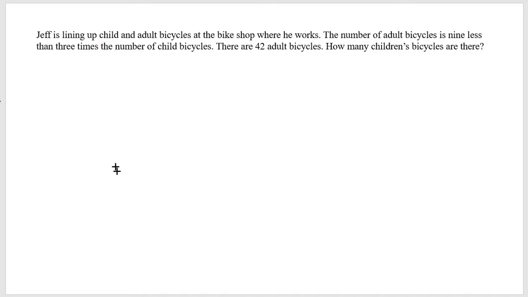All right, then we also need to know how to solve word problems. But it's really the word problem that's the most tricky part. I think a lot of you will have trouble with word problems. Let's do a few, and let's see if we can manage to learn from these examples, okay? All right, so here's Jeff. Jeff works with bicycles. He has some child and adult bicycles. The number of adult bicycles is 9 less than 3 times the number of child bicycles. There are 42 adult bicycles. How many children's bicycles are there?